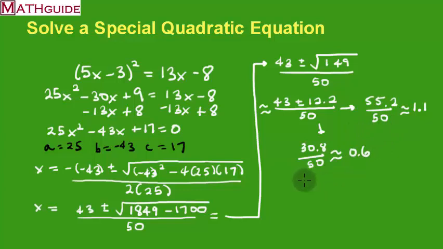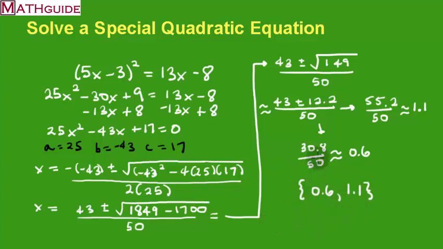So sometimes you write these in set notation. You could say one answer is 0.6 and the other answer is 1.1. Now this is not an ordered pair. These are just both of the solutions written in set notation. And there you have it.